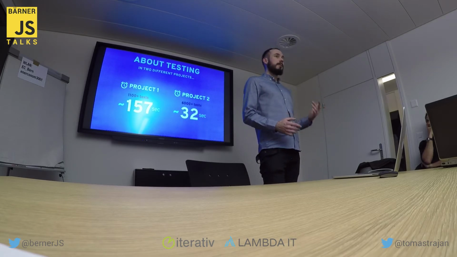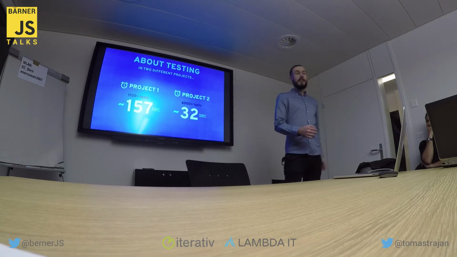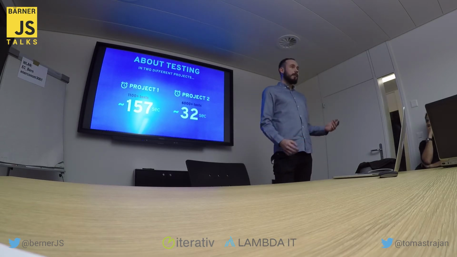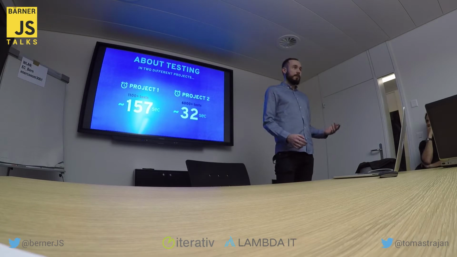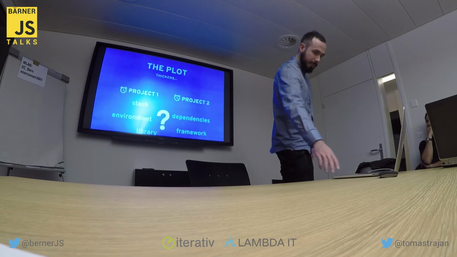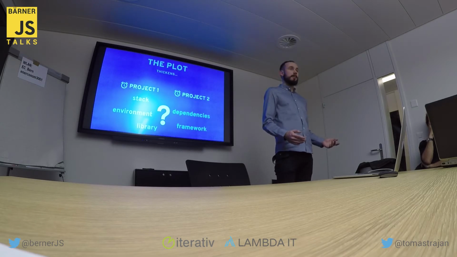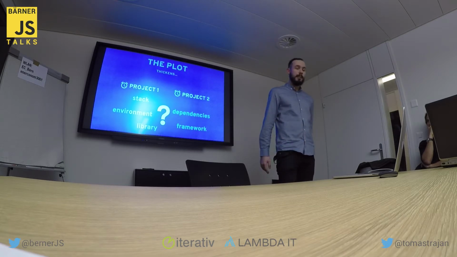It had more than 1,100 tests, and it took about 150 seconds to run them. In comparison, the second project had more than 6,000 tests, and it took about a fifth of the time. So of course I was a little bit curious: how is this possible? It must be somehow related to the environment where it runs, or the frameworks or libraries used.